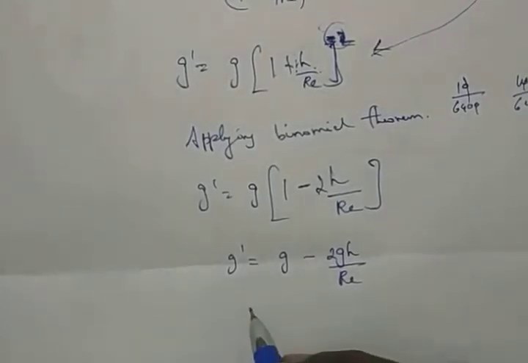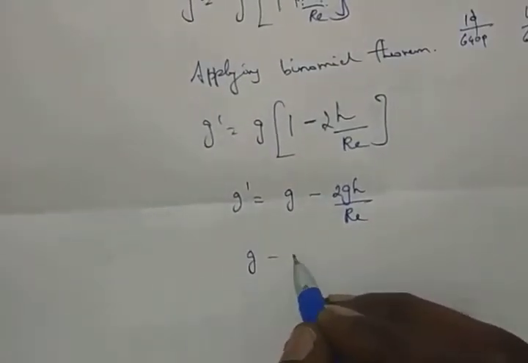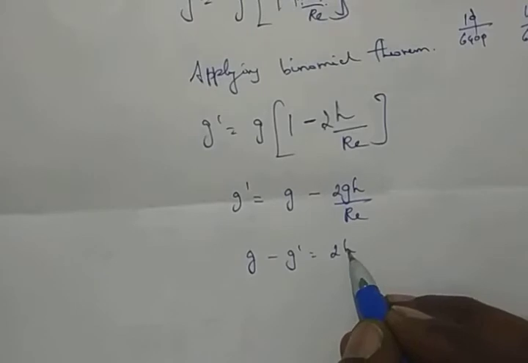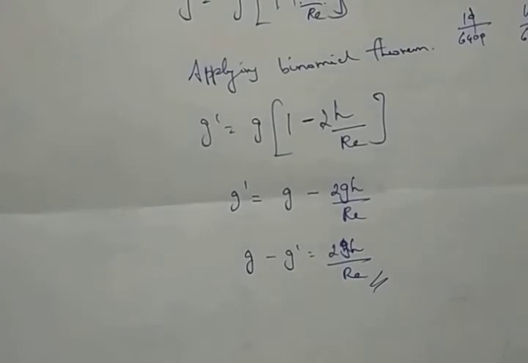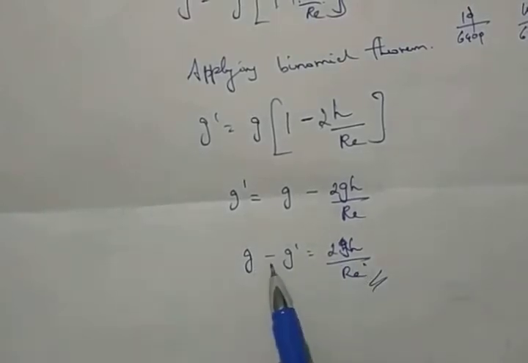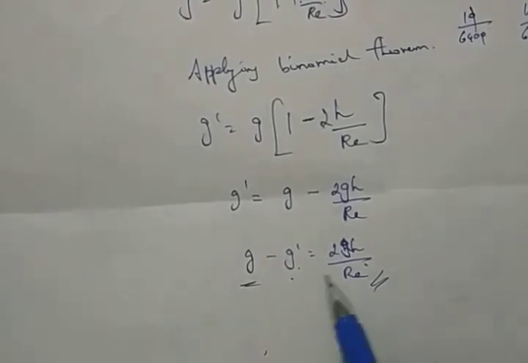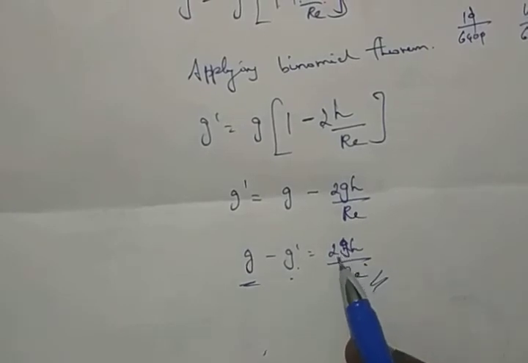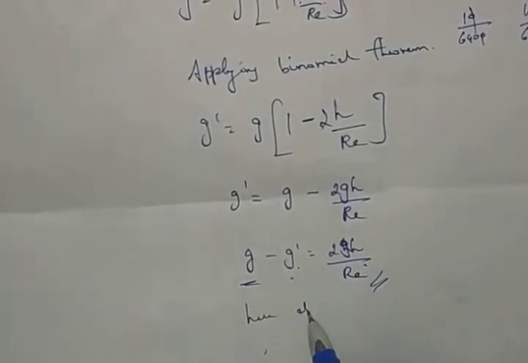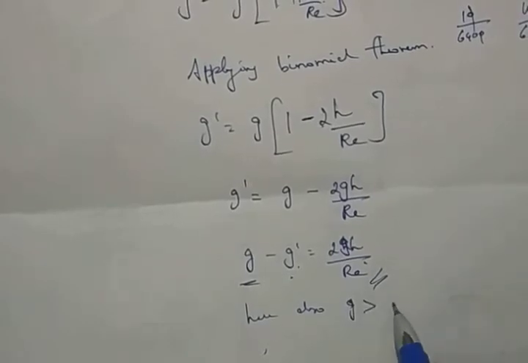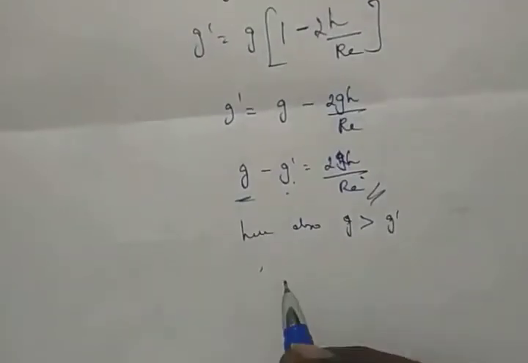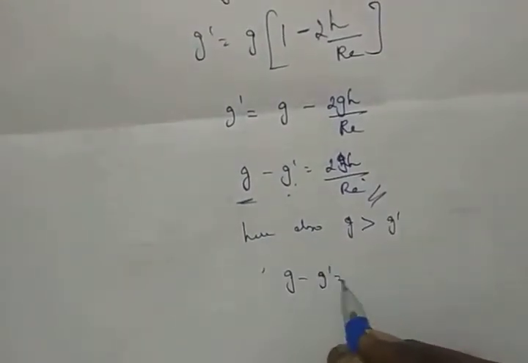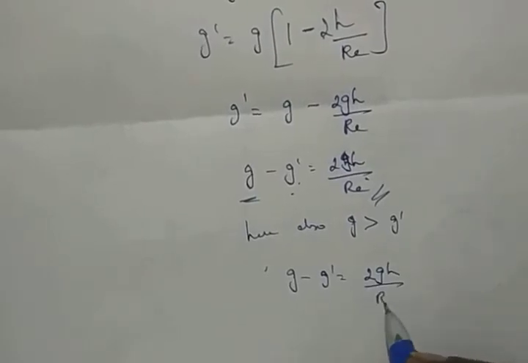In other words, G minus G dash is going to be equal to 2GH upon RE. This is the value. Now even at this point of time, if you look at G minus G dash, which is bigger? G is bigger. So G minus G dash is going to be a positive value. So here also G is greater than G dash. And the value is very clear: G minus G dash is equal to 2GH upon RE.